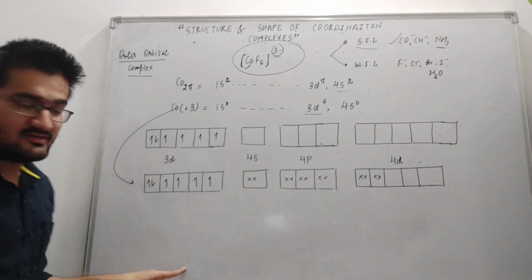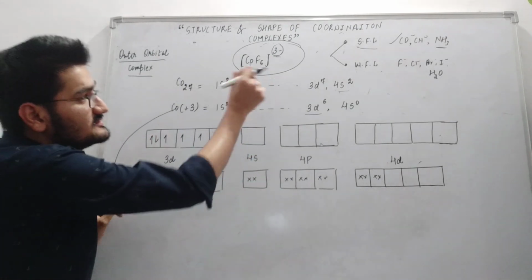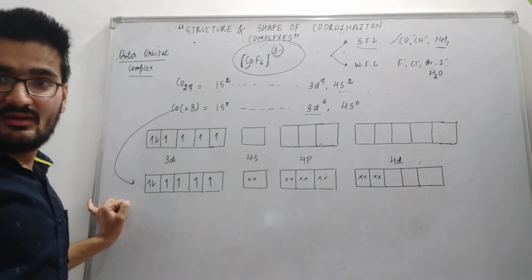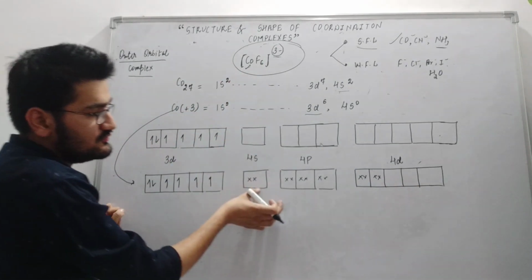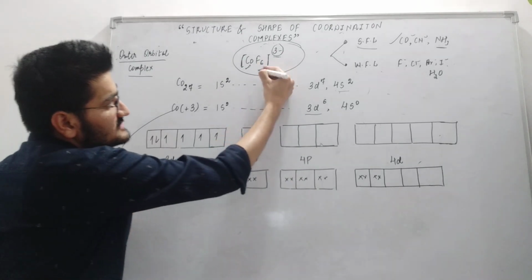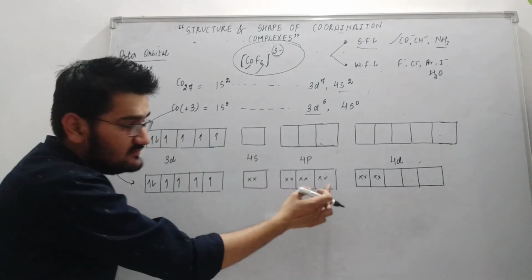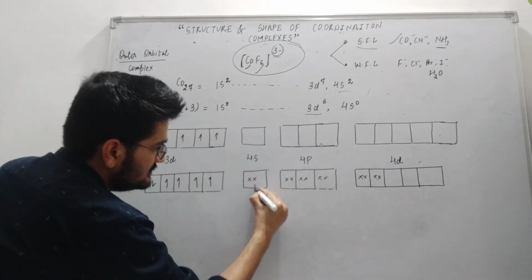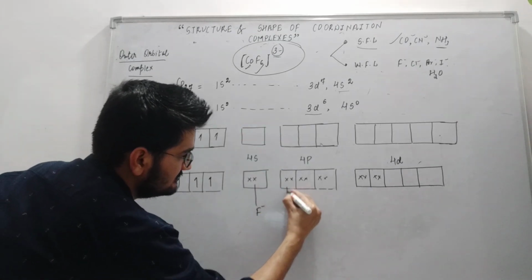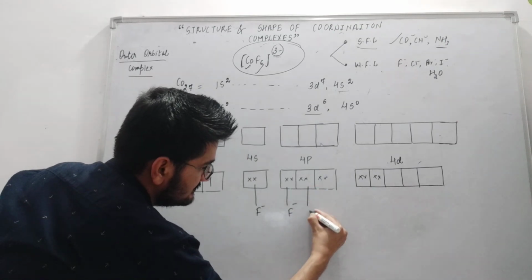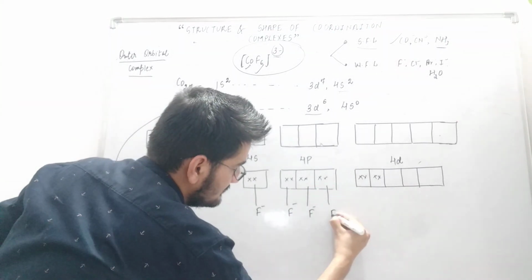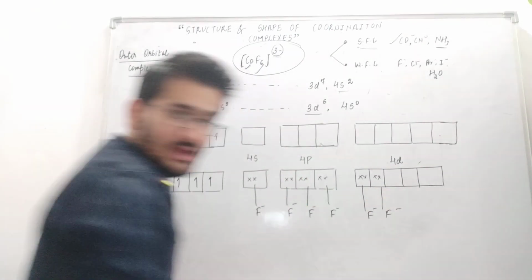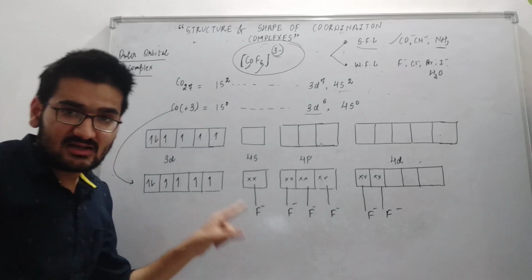Why only 6 boxes? Why only 6 orbitals? Because there are 6 ligands. If there are 8, then we have to fill these boxes also. And if there are 4, then 1, 2, 3, 4 will be there. But this time the ligands are 6, so 1, 2, 3, 4, 5, 6 portions we have to take. And it will make the bond with F minus, F minus, F minus, F minus. And these orbitals are taking part in bonding.